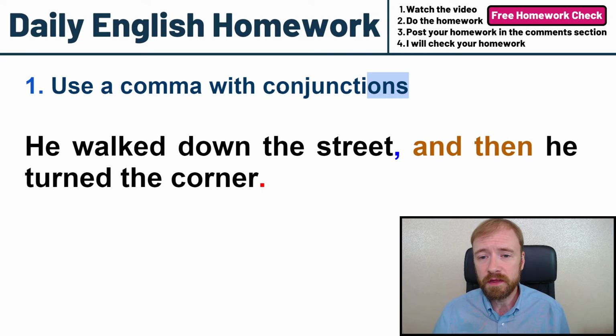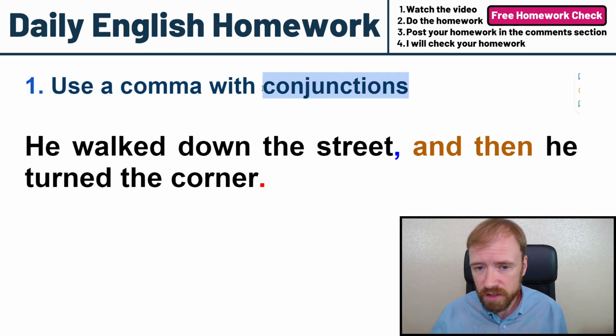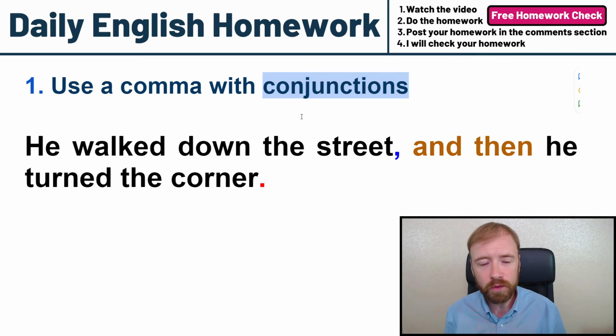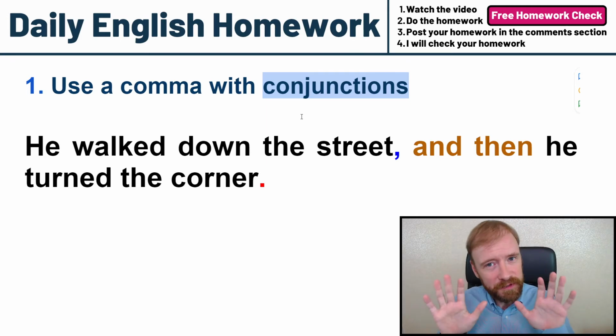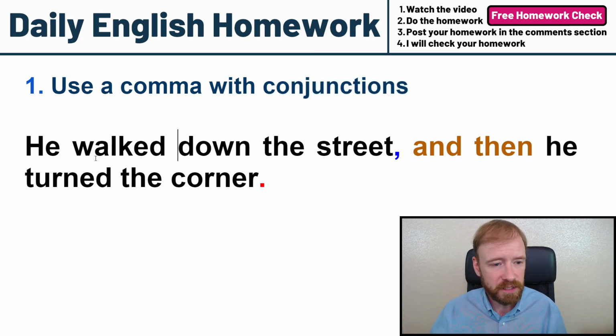Use a comma with conjunctions. This is the first main way to use a comma. Conjunctions are those words: and, but, so. They need commas. Not always. There are some cases we use them with commas, and there are some cases we don't use them with commas. I'm not going to go into that much detail, but I'm going to show you the cases we do use them with commas. So let's take a look at our first sentence.